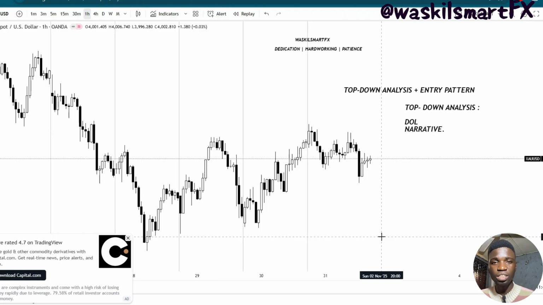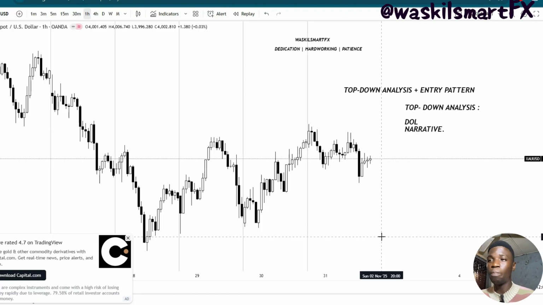The first one is the draw on liquidity: where is the market going to? The second one is narrative: how can we get to where the market is going to? What point of interest can we use to get there? And the third one is what they call candle signs, that is, when should we participate in going to where the market is going to.